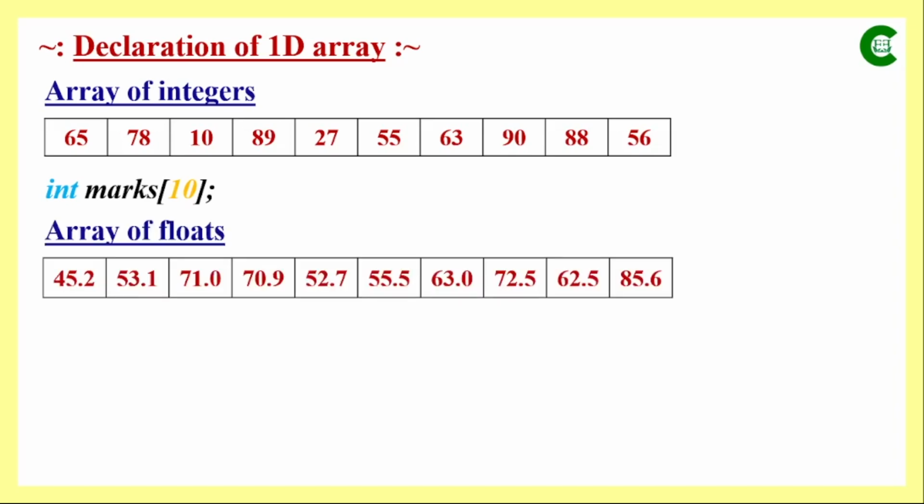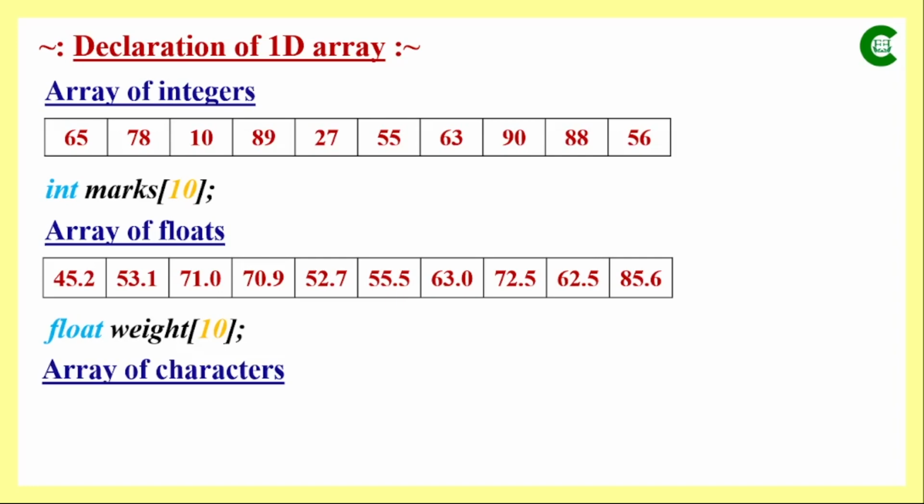Now this is an example of an array of floats where we can see again we have 10 elements and all the elements have type float. So this will be the corresponding declaration: float. Suppose this array is storing the weights of 10 students, then the variable or array name is weight and then the size of the array.